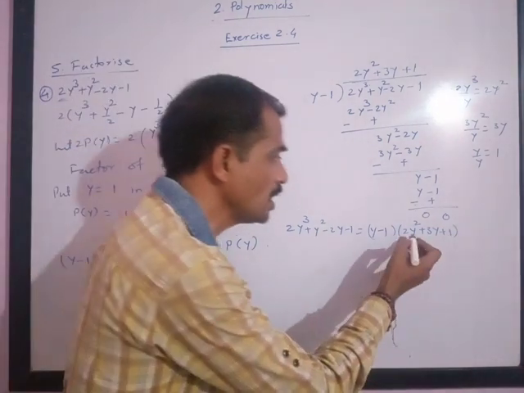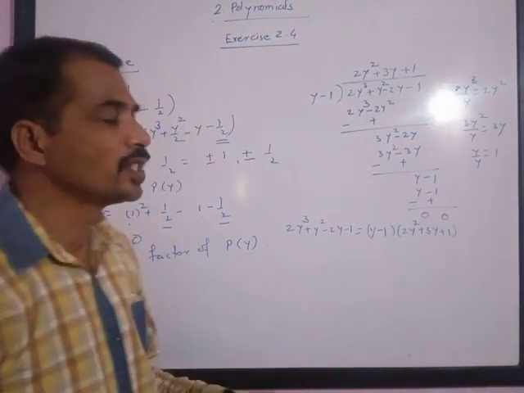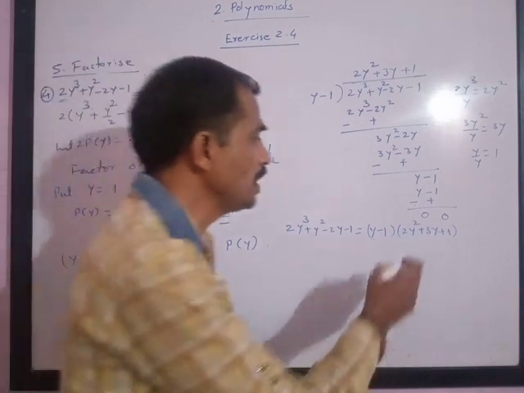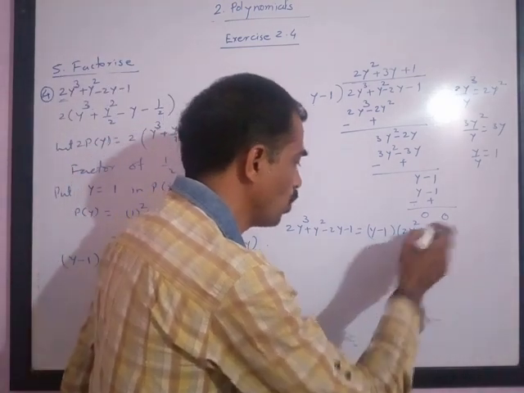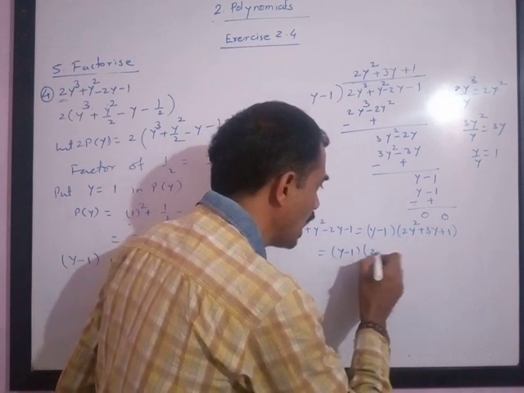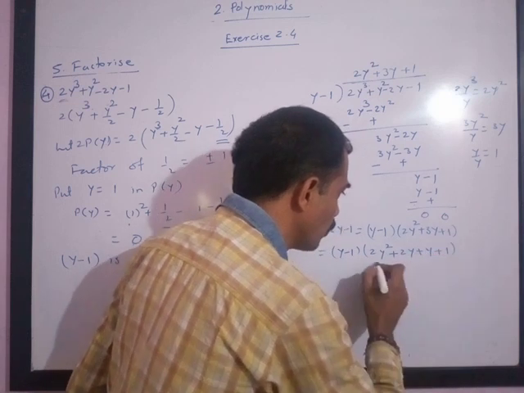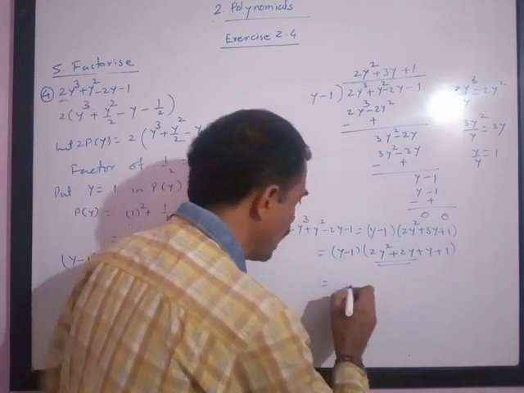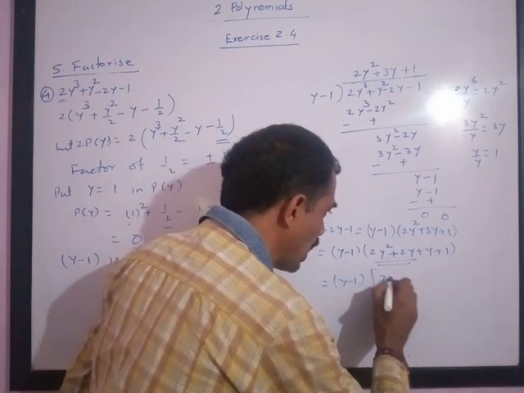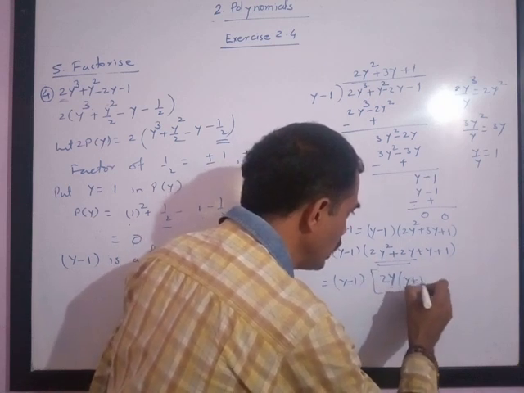To factorize this, multiply 2 into 1, you will get the number 2. So we want two numbers in such a way that their product is 2 but the sum is 3. So it means the numbers are 2 and 1. So this is equal to y minus 1 into, splitting the middle term, 2y square plus 2y plus y plus 1. Now from this you can take 2y common. You will get y plus 1. Here 2y can be taken common.